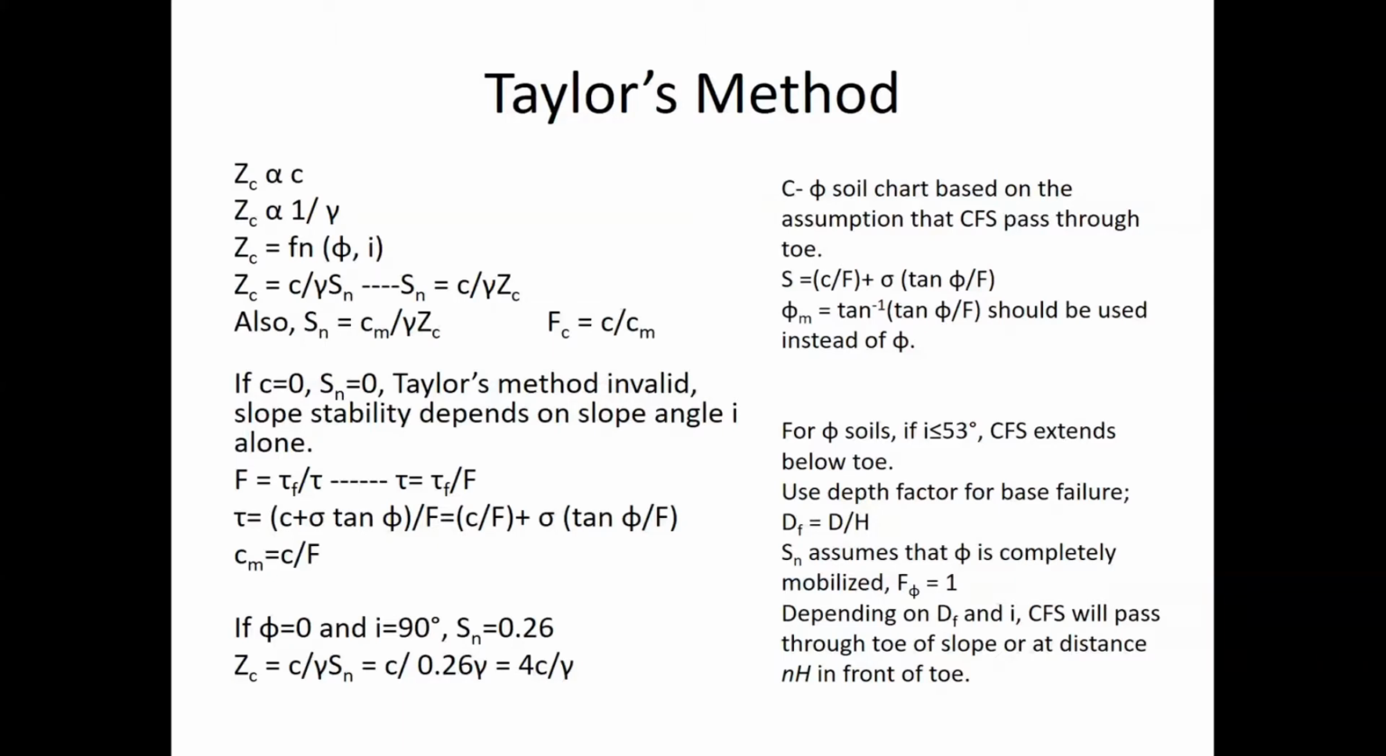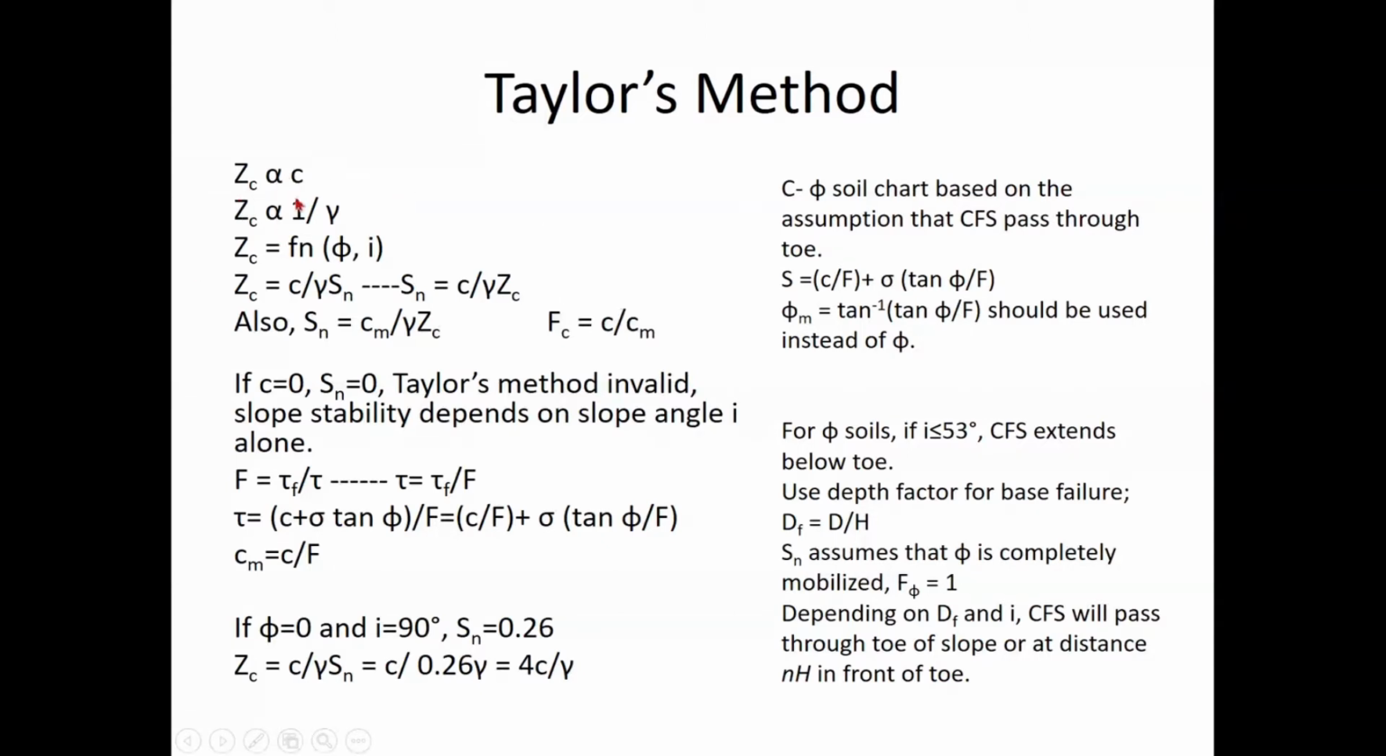So anything above that, if the slope is unsupported, then your slope is going to fail, right? So ZC, we know that it's proportional to the cohesion of the soil. The higher the cohesion of the soil, more can be your critical depth, right? Isn't it? So if it is a cohesive soil, the soil can stand on its own, and you can have unbraced cuts or unsupported excavations, isn't it? So ZC is proportional to cohesion of the soil.